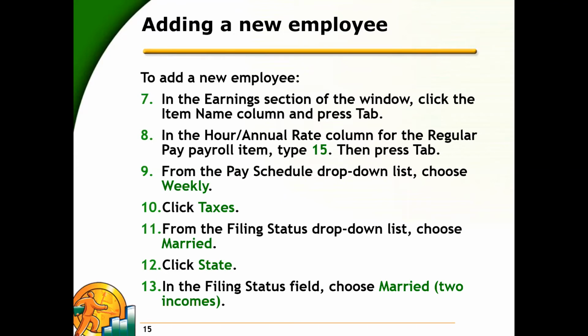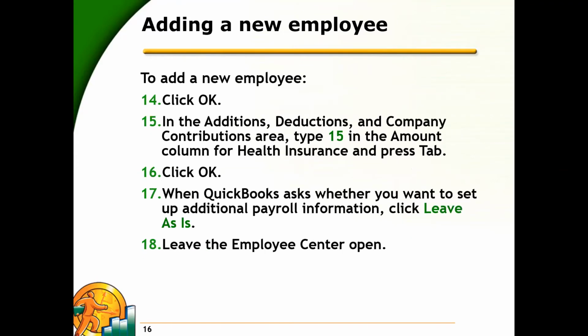Click on the state. And again, the state is key, people, because if you're going to be tracking and collecting, you need to specify where these specific individuals are working, whether it be in state or out of state. In the filing status field, choose married, in this case, 2 incomes, and click on OK. In the additions and deductions and company contributions area, type 15 in the amount column for the health insurance and press tab.